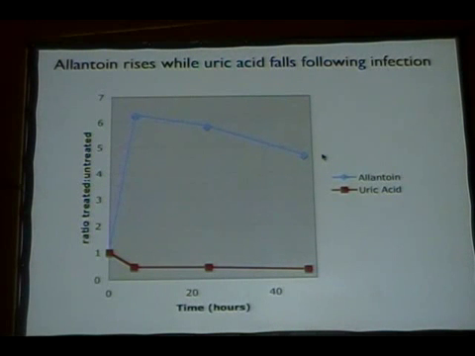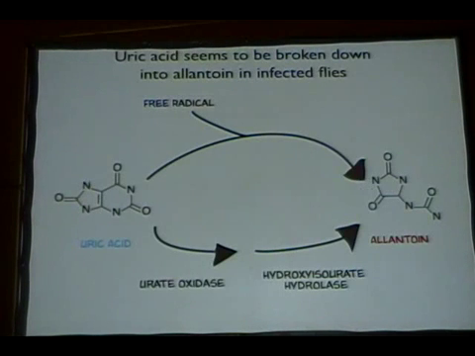Humans, we also make uric acid from purines. Our protein is degraded into urea. So we do some of this physiology as well. Now, uric acid is an interesting molecule because it can be broken down into allantoin in two different ways. Enzymatically, by urate oxidase, and it's also a really good antioxidant.